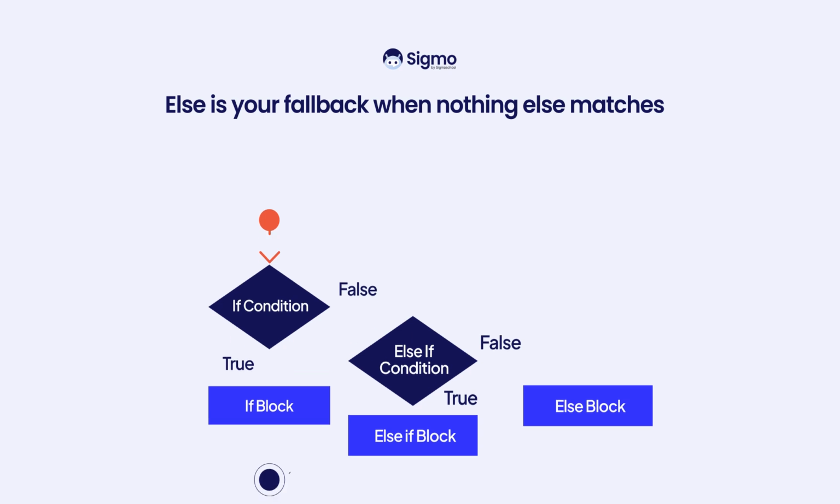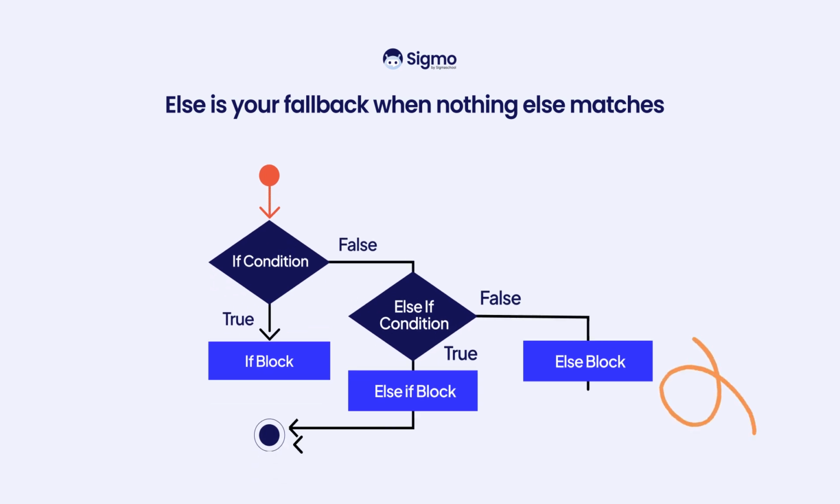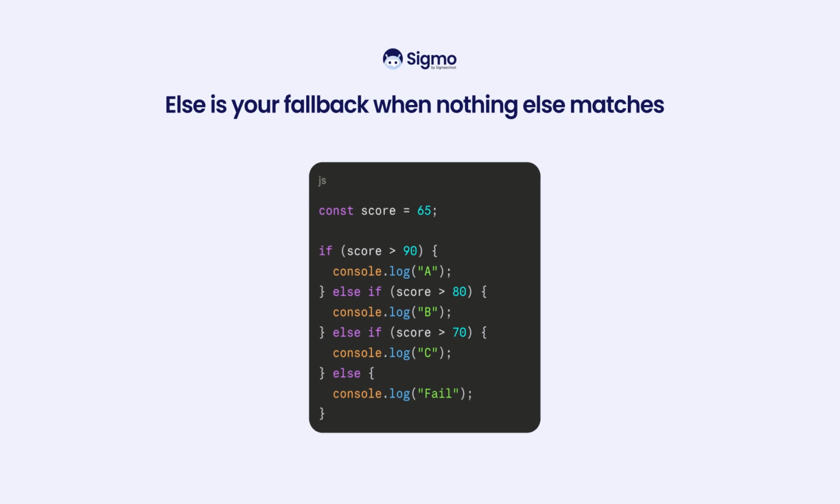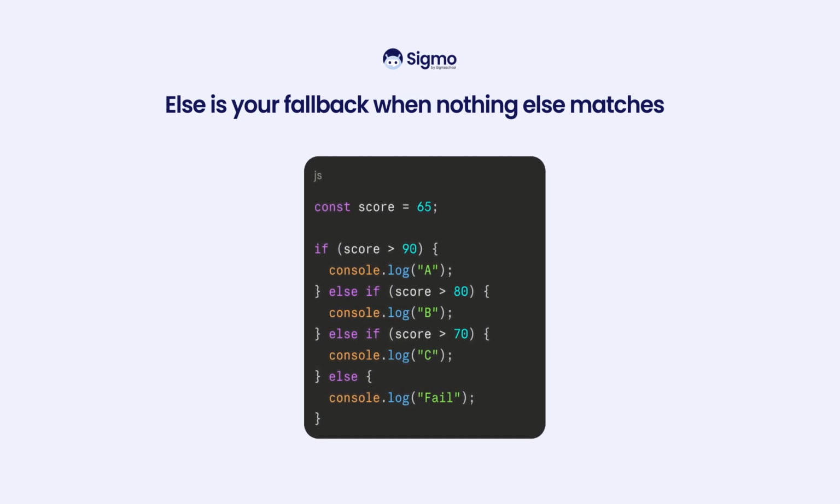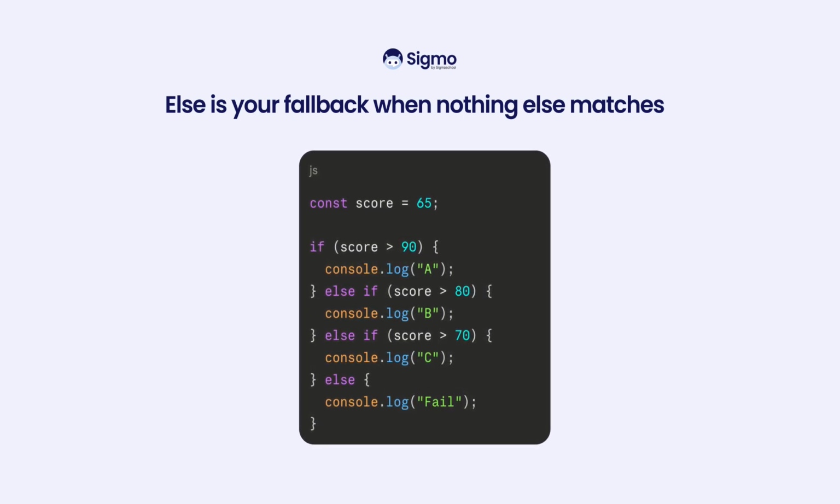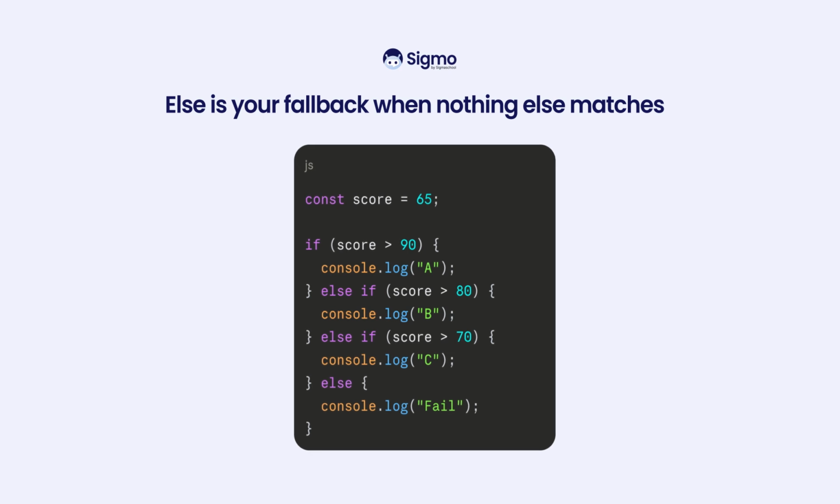And at the end of all of that, you can add an else. No condition needed. It's your fallback. If none of the conditions above were true, run this code instead. In the grading example, else would catch anything below 70 and mark it as a fail.